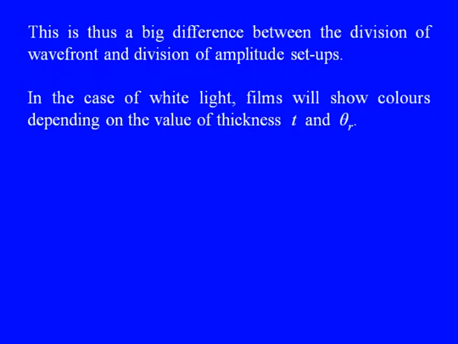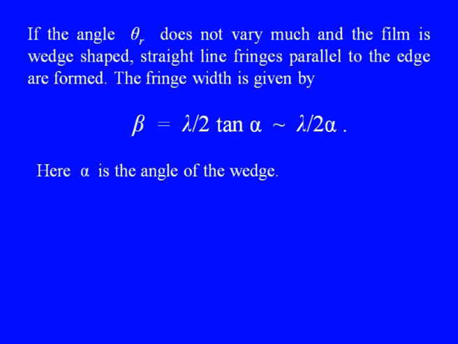Here a broad source is a must. If you have a point source, then the setup really does not work. You cannot see the whole pattern. In the case of white light, film naturally will show colors depending on the value of the thickness T of the film and the angle of refraction theta r.